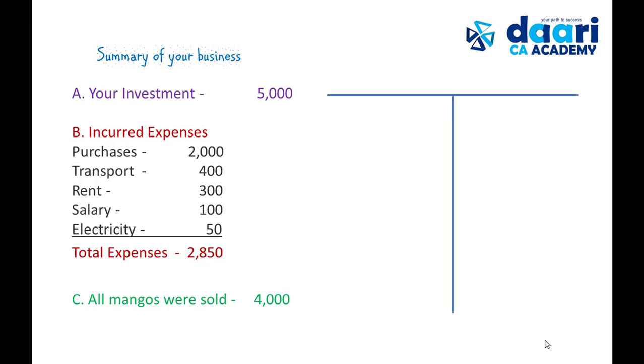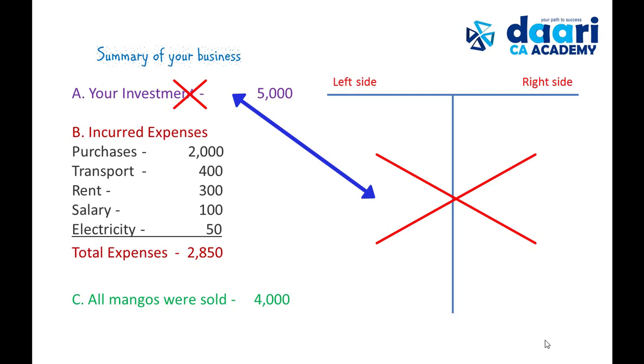In accountancy, we will be using T-shape accounts to record almost all transactions. The T-shape account will be having two sides. One is the left side, another is the right side. On the left side, we will be recording all expenses, and on the right side, we will be recording the incomes. Investment will not be recorded in the trading and profit and loss account.